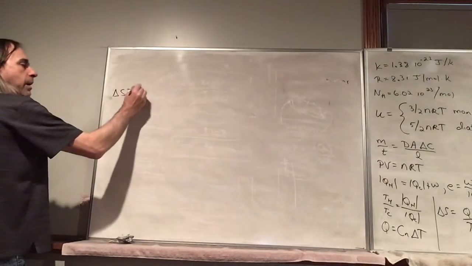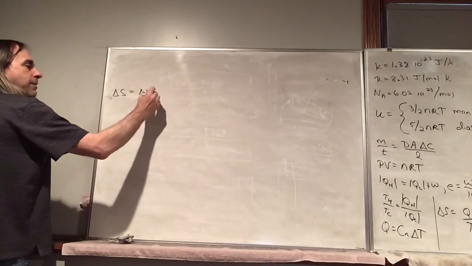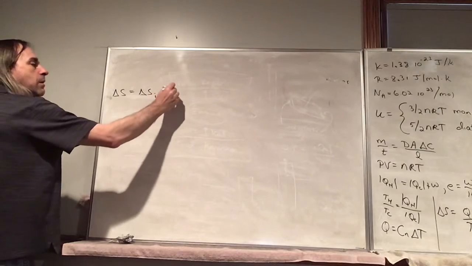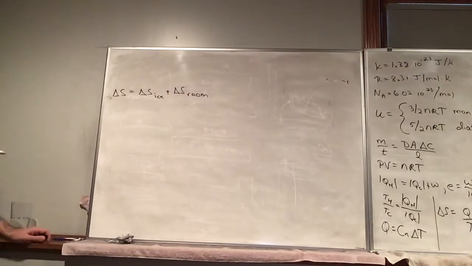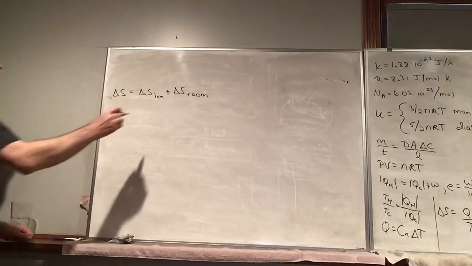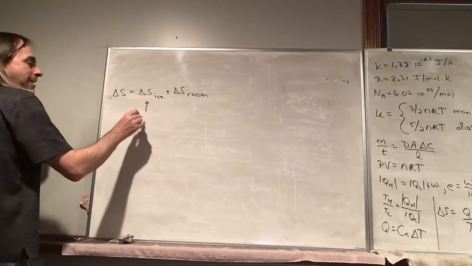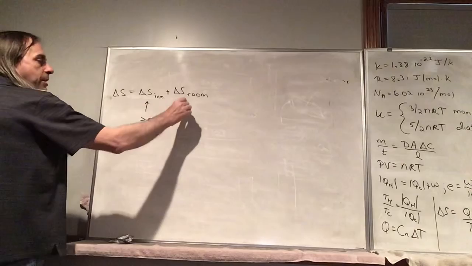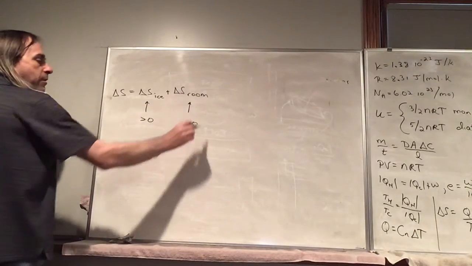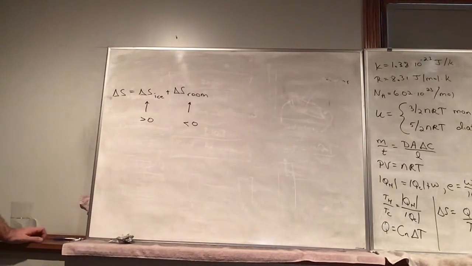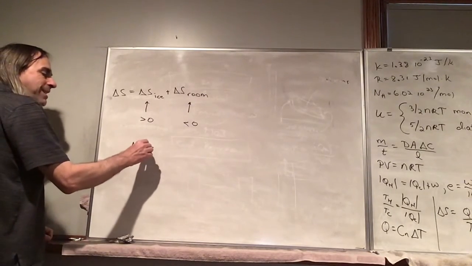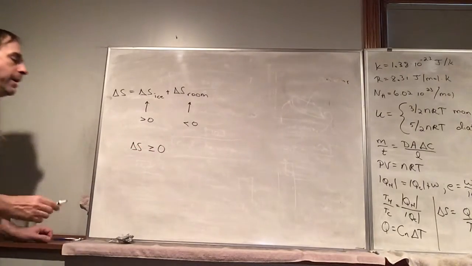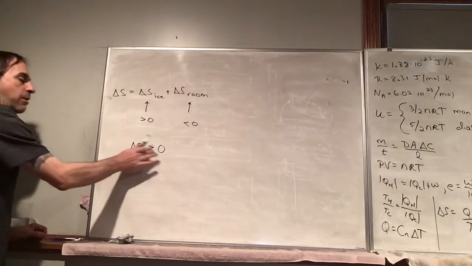We have delta S for the ice plus delta S for the room. And so in this case, delta S for the ice is greater than 0. Delta S for the room is less than 0. However, if we were to plug in the numbers, what we would find is that delta S for the system overall is, in this case, greater than 0.